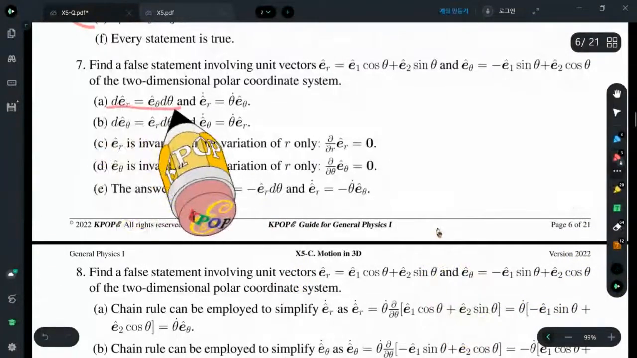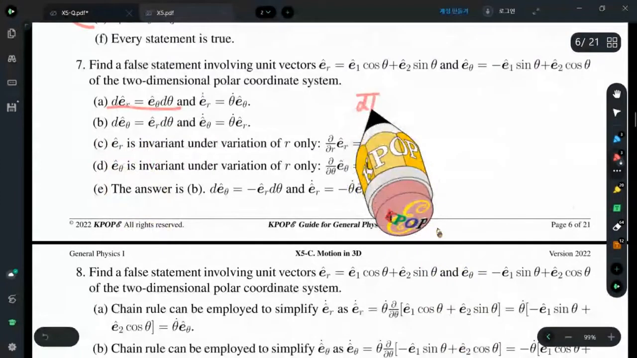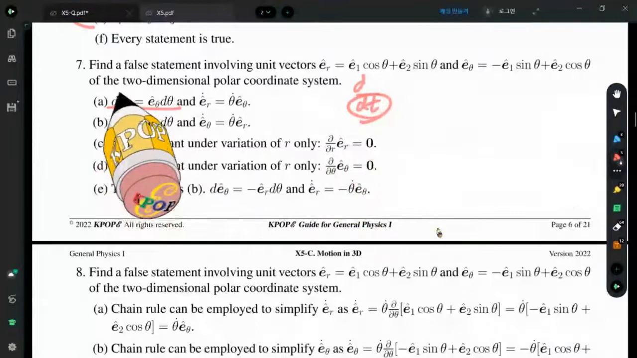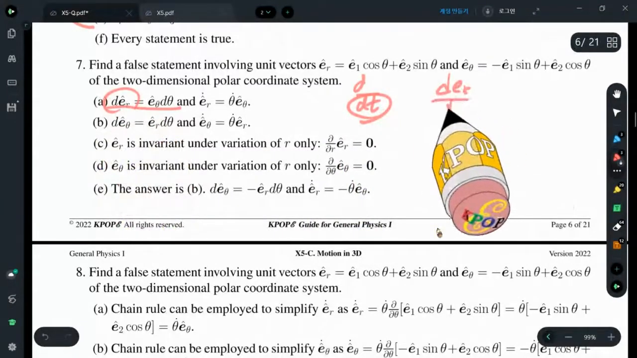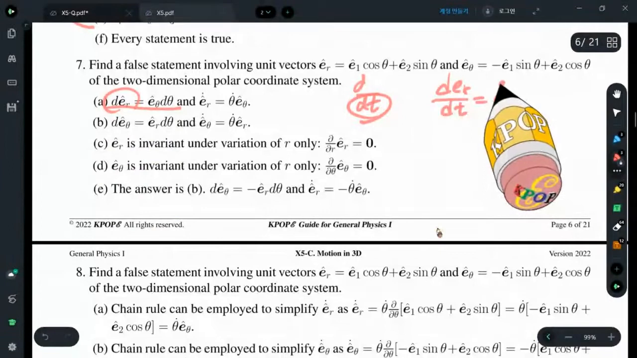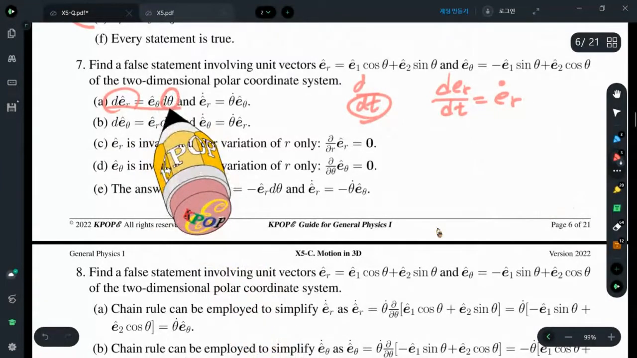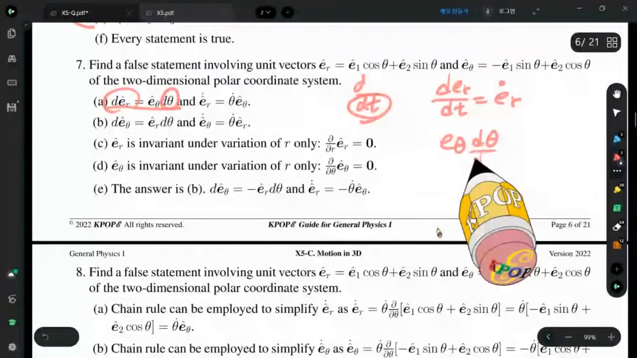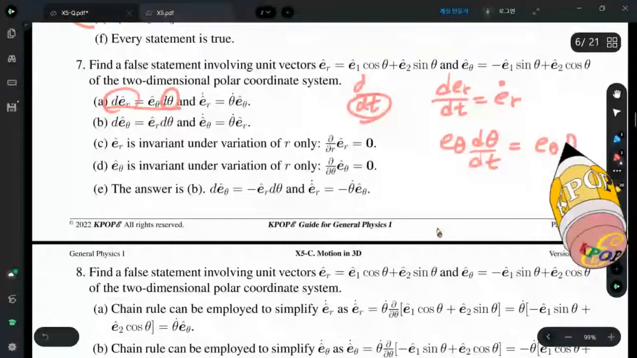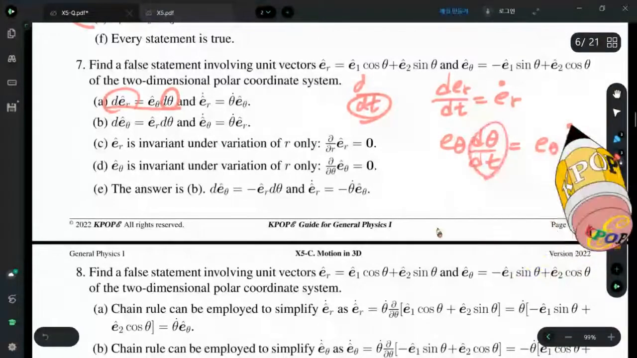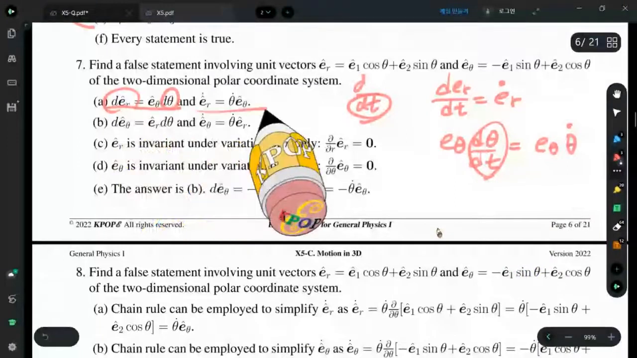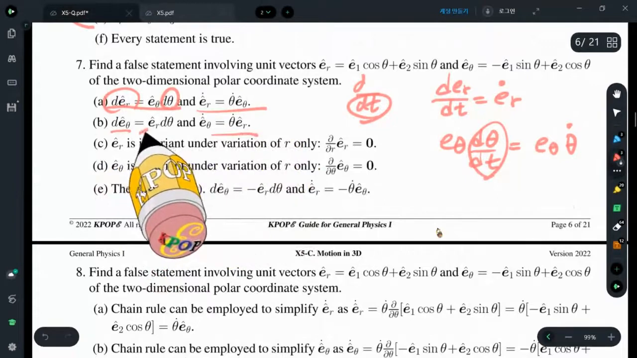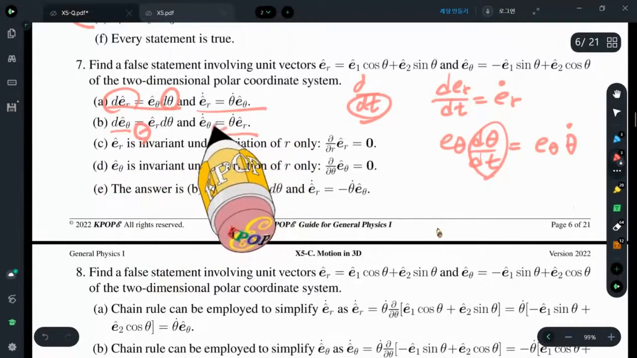If we are equipped with this relation, then what we have to do is just divide by the differential time. Then it becomes dER over dt equals ER dot. This one becomes E theta d theta over dt. This is E theta theta dot. Okay? This is the dot. So this is this. This is this. But there is a negative sign missing, right?